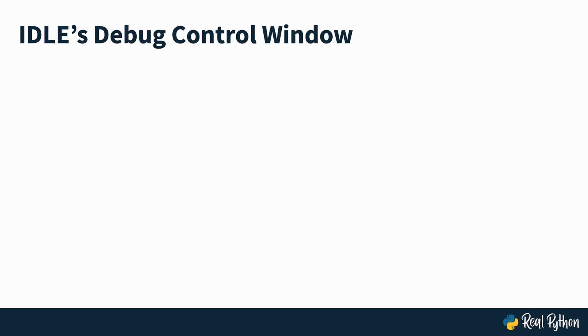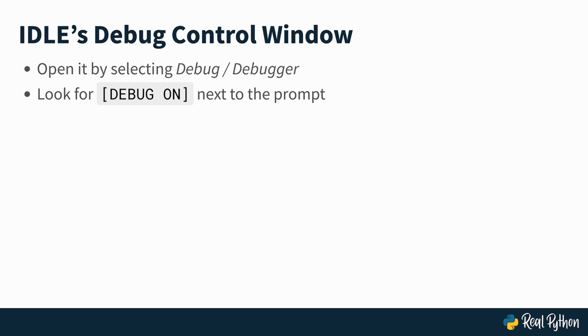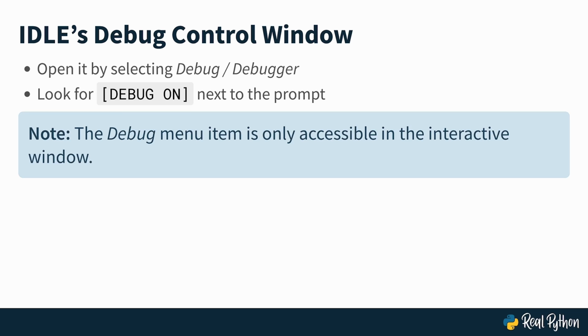The main interface to IDLE's debugger is the debug control window, which we'll refer to as the debug window for short. You can open the debug window by selecting Debug, Debugger from the menu when you are in an interactive window. You can then look for the string DEBUG ON next to the prompt in the interactive window that will show you that the debugger is running. Note that the debug menu is only visible when you're actually in the interactive window, but not when you're in the editor window. Now, what does that mean? Let's head over to IDLE and take a look.